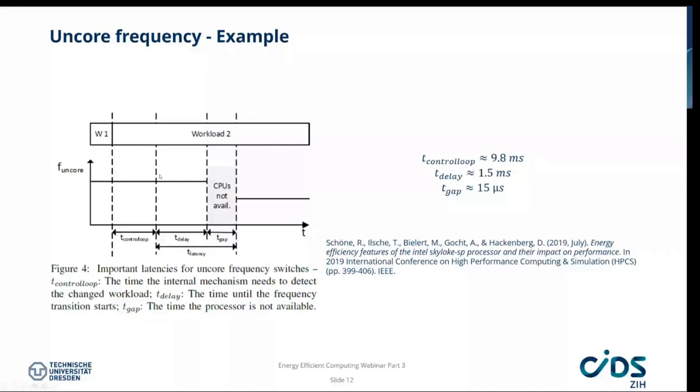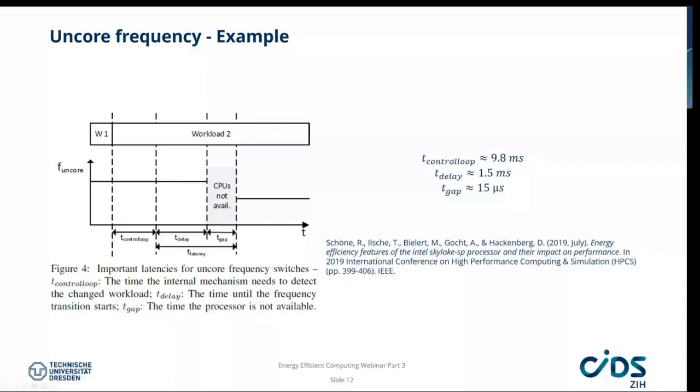Then we have another delay. Again, like for the core frequency, in which time frame do we check whether we want to change the frequency? That is up to 1.5 milliseconds, measured on a Skylake processor. That's the time range in which the processor will check whether a new uncore frequency should be applied. And then the processor is briefly not available for changing the uncore frequency, for 15 microseconds, which is not that high. But the control loop here is the problem.